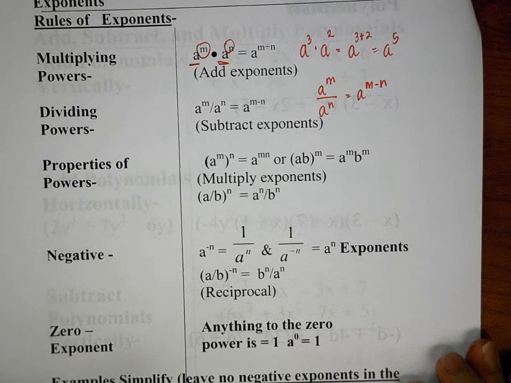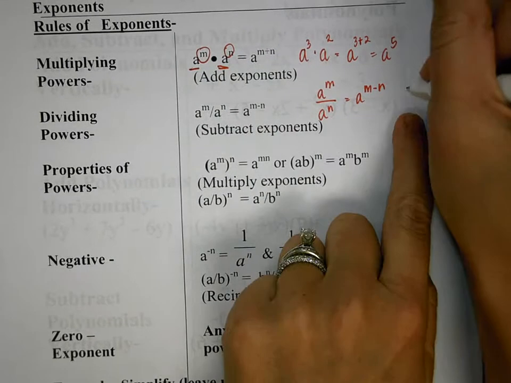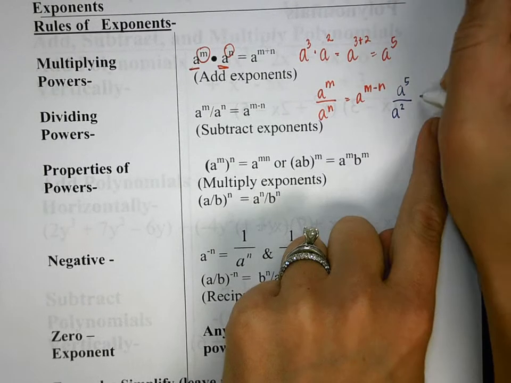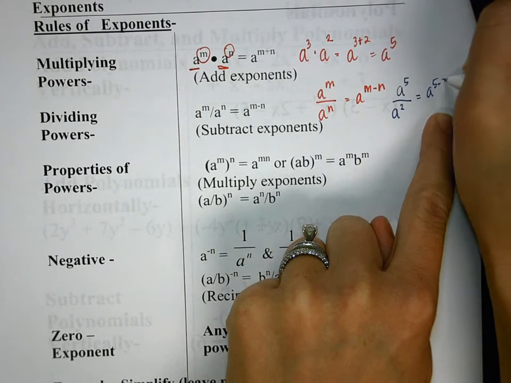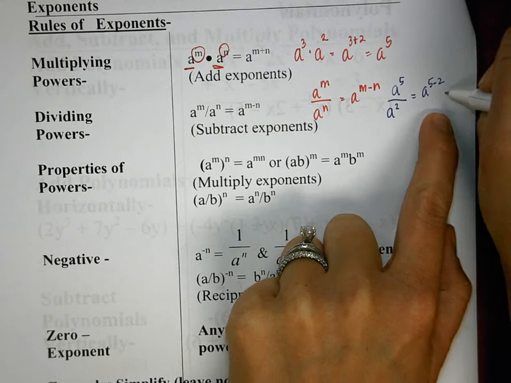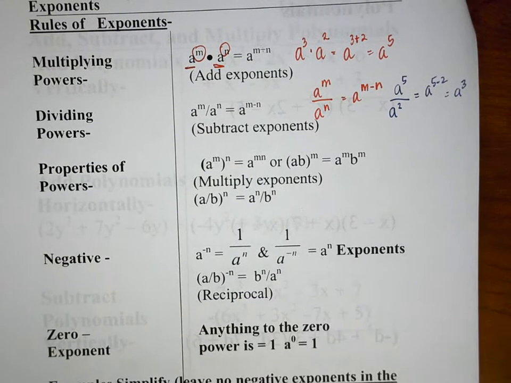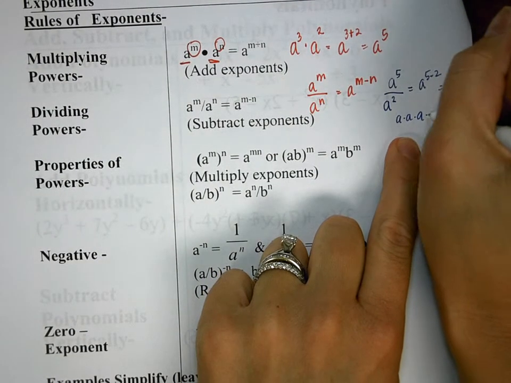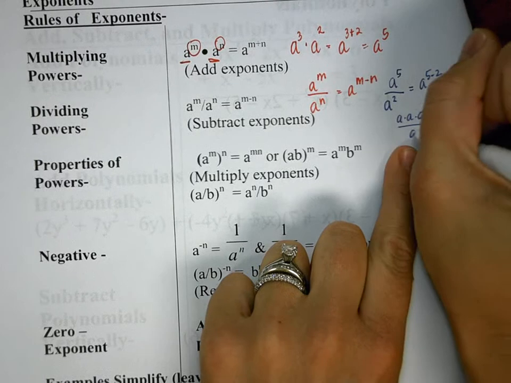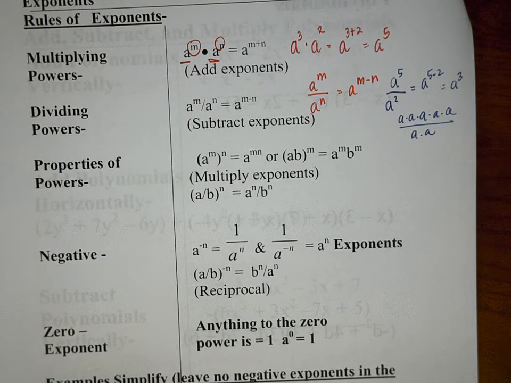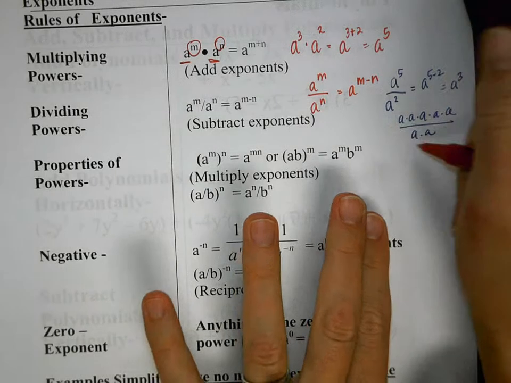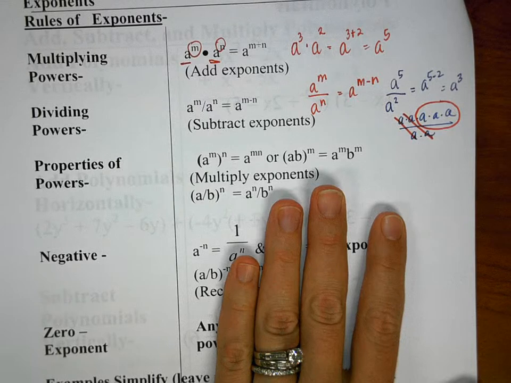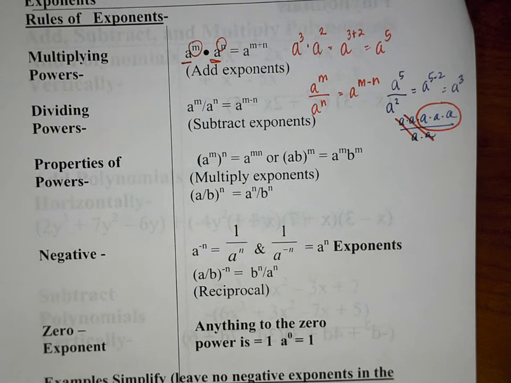Now to show you the long way here, if I had a to the fifth divided by a to the second, well, the short way is a to the 5 minus 2, which would give you a to the third. The long way is that you could write out 5 a's on the top, 1, 2, 3, 4, 5, divided by 1, 2, and you would cancel them out one for one. If one matches on the top with the bottom, you cancel them. And notice here you're left with 3 a's, which is a to the third. So that is how that works.